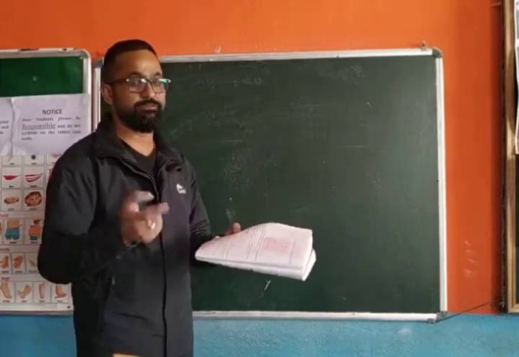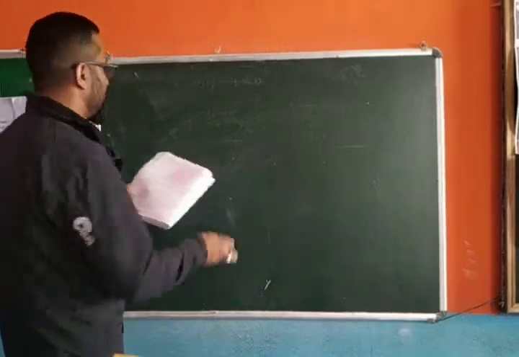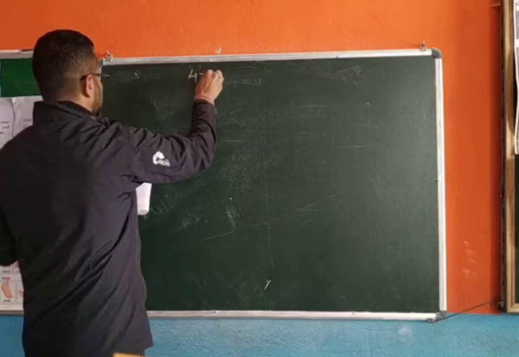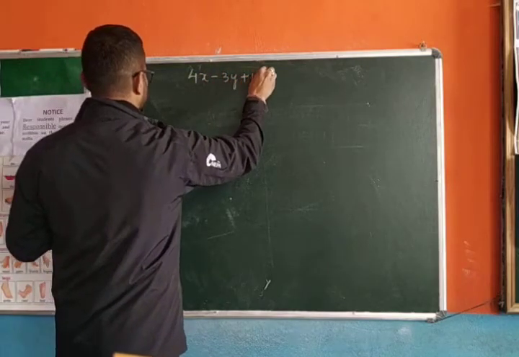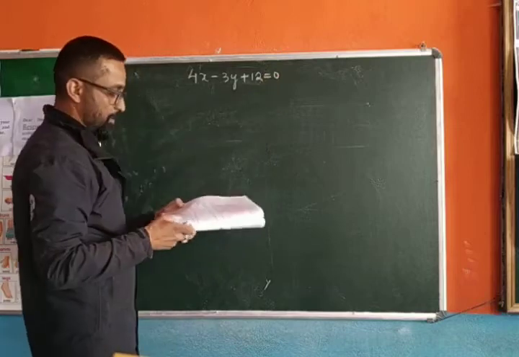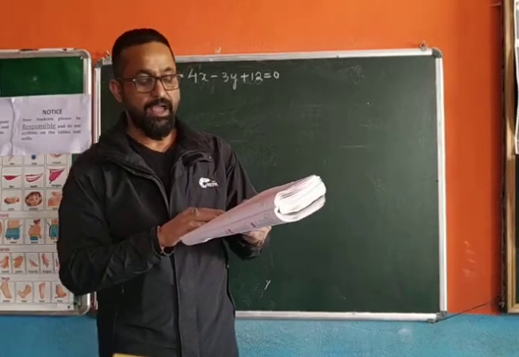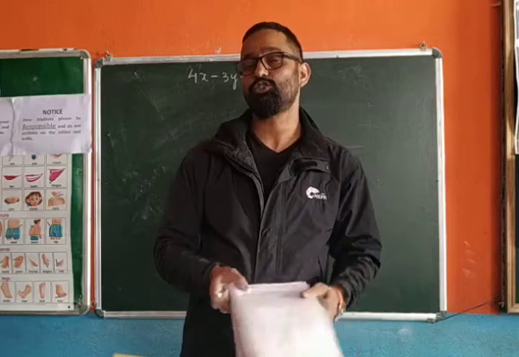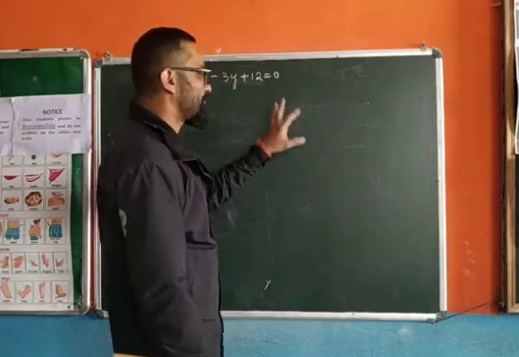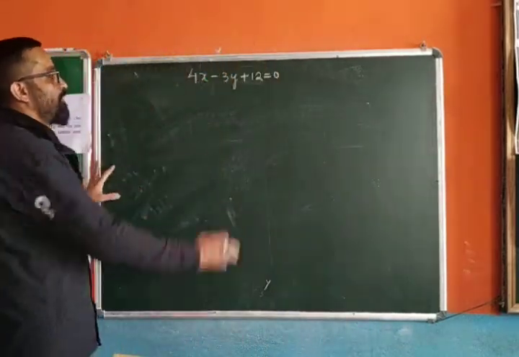Look at question number 4. Because 2 and 3 are similar, you can easily calculate. It's given 4x minus 3y plus 12 is equal to 0. Draw the graph of this one. Find the area of the triangle formed by the line and coordinate axes. Take 2 centimeters equal to 1 unit. Look at the calculation part now.